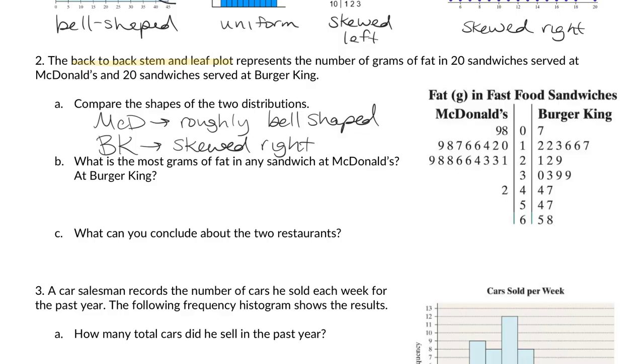Part B, what is the most grams of fat in any sandwich at McDonald's? The answer is 42. What about Burger King? 68. Nice. So what can we conclude about the two restaurants?